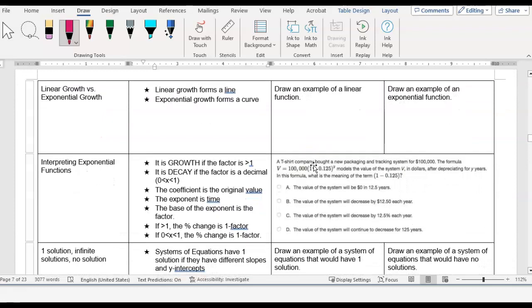All right. Linear growth versus exponential growth. So it says draw an example of linear, draw an example of an exponential function. You can do that yourself, right? You're just drawing a little graph. What do they look like?